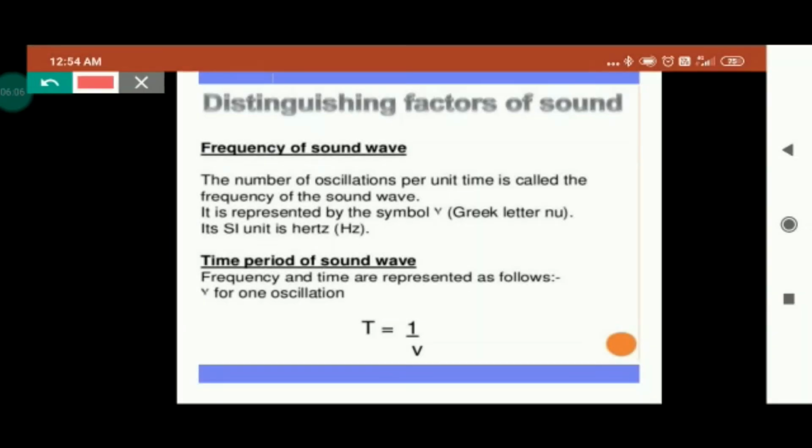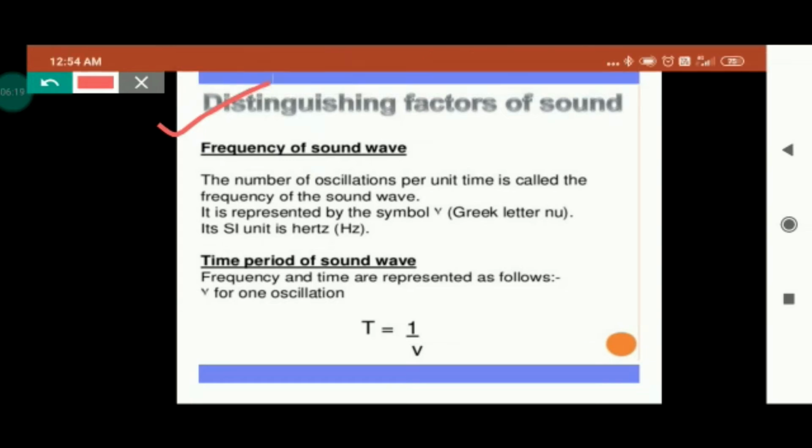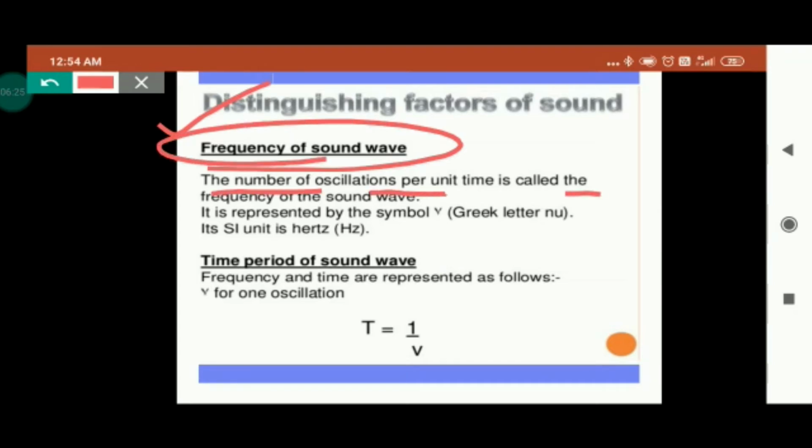Now, let us go to the distinguishing factors of sound waves. Distinguishing factors means how we can distinguish two sound waves given to us. First, the frequency of the sound waves. What is frequency? The number of oscillations per unit time is called the frequency of the sound wave.